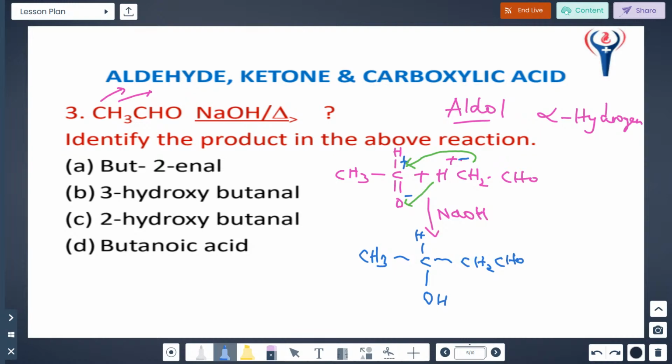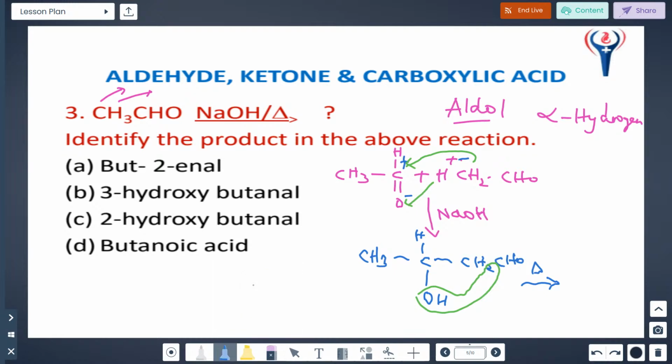Okay. Now again, what's the other condition? We have to heat also. When you heat, what happens? One molecule of water will be removed. Are you following? Now the water is removed between this carbon and this carbon. Then only I am going to put one double bond between this carbon and this carbon. Understood?